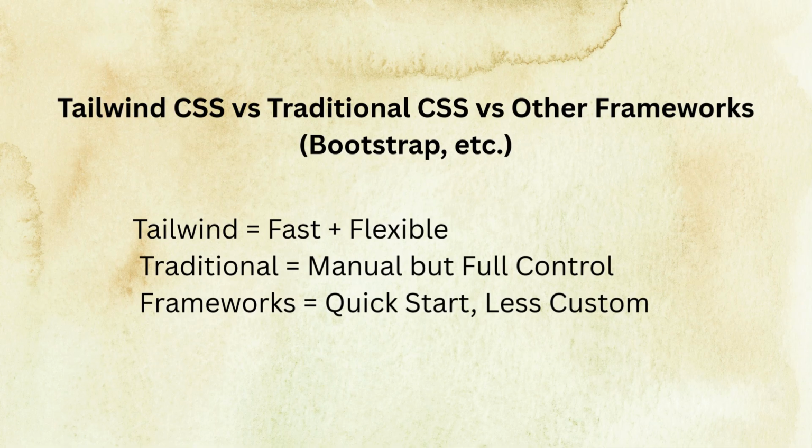Frameworks like Bootstrap: quick start, less custom. You get pre-built components, but it's harder to customize deeply or break out of the default look. The summary is, Tailwind is developer-friendly, fast, and fully customizable. Traditional CSS: total control, but more work. Frameworks: great for beginners or quick prototypes, but limited flexibility.